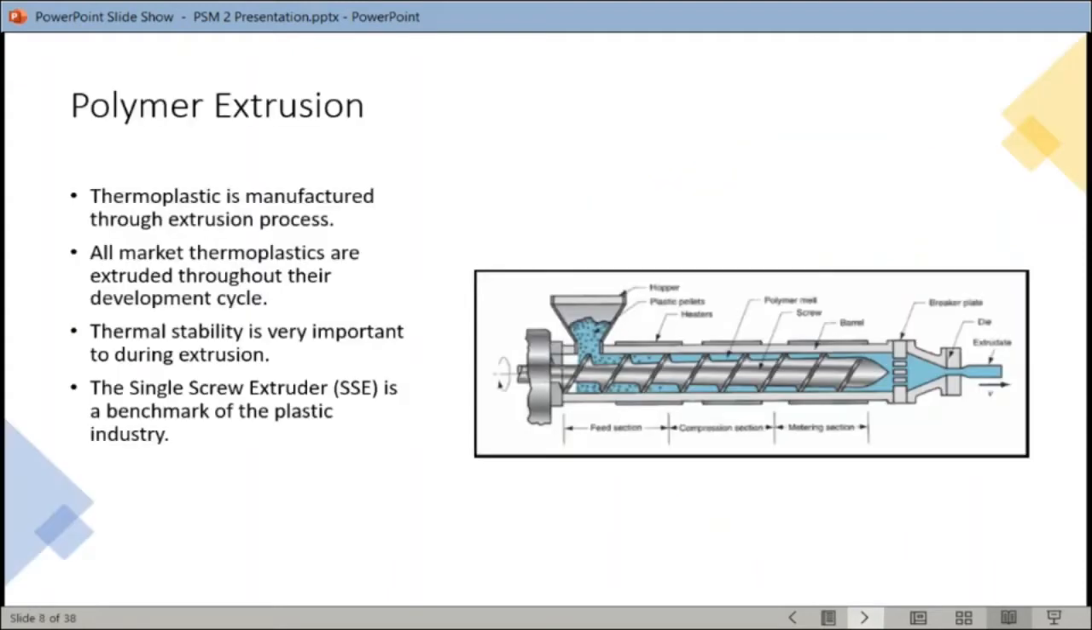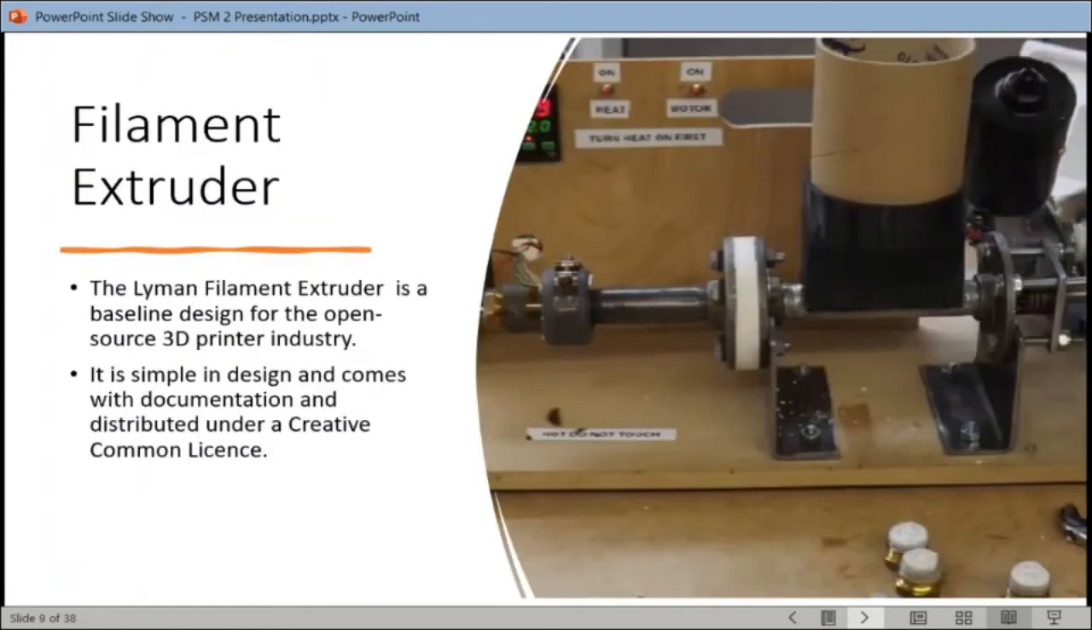The pictures in this slide show the single screw extruder. This extruder is a benchmark of the plastic industry. For filament extruders, the Lyman filament extruder is a baseline design for the open source 3D printer industry.